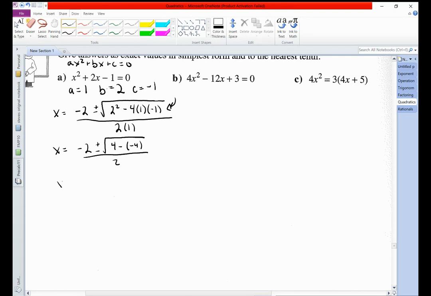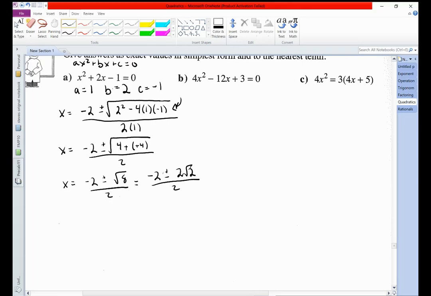And now we can simplify completely what's underneath the square root sign. 4 minus negative 4 is 4 plus 4. So we have root 8, all divided by 2. We can convert root 8 into 2 root 2, all divided by 2.